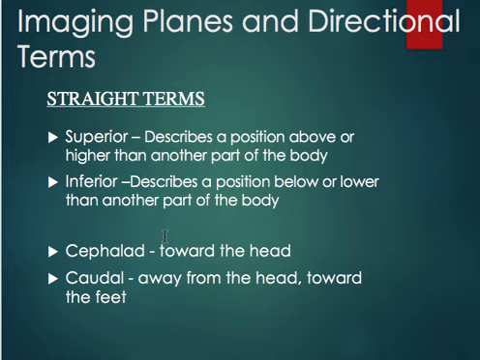Some of the ways that we could use those in a sentence are the hands are superior to the feet. They're above the feet, right? The abdomen is inferior to the chest because our abdomen is lower than our chest. The elbow is superior to the wrist. And the knee is inferior to the hip, right? Because the knee is below the hip.